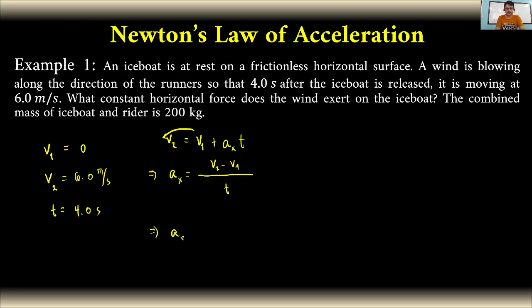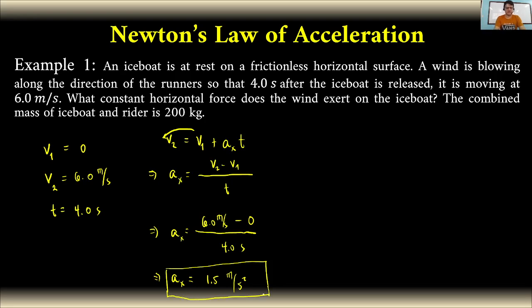This implies that the acceleration with respect to the x-axis is equal to, what is V2? Of course, this is 6 meters per second, minus what is V1? This is equal to 0 because this is initially at rest, divided by the time, which is 4 seconds. Okay? So this gives us the acceleration is equal to 1.5 meters per second squared. Now that we know what the acceleration is, obviously, we can solve for the force exerted by the wind.